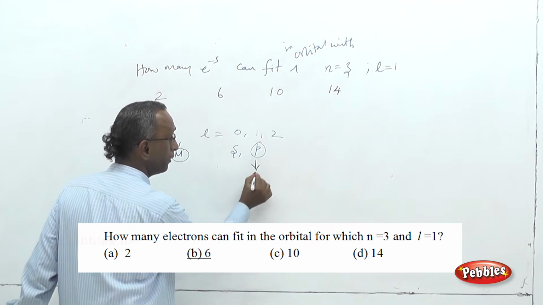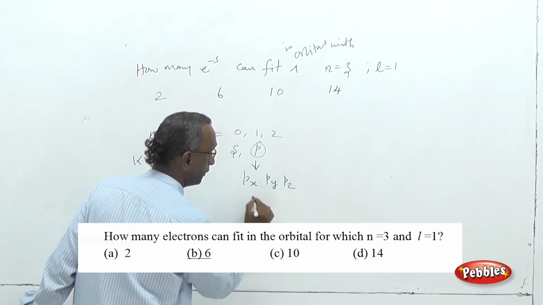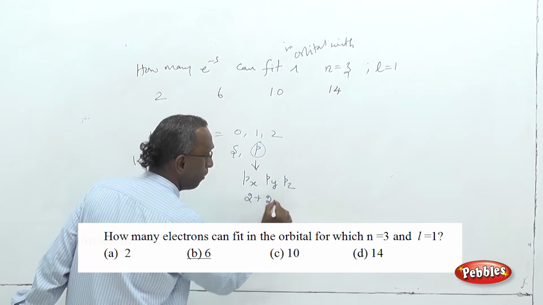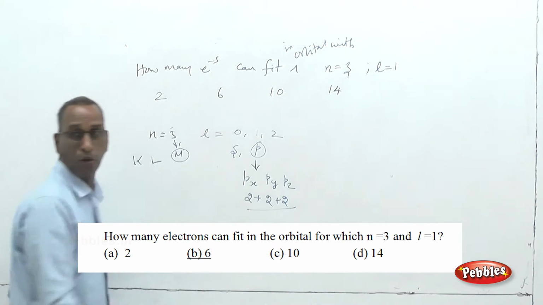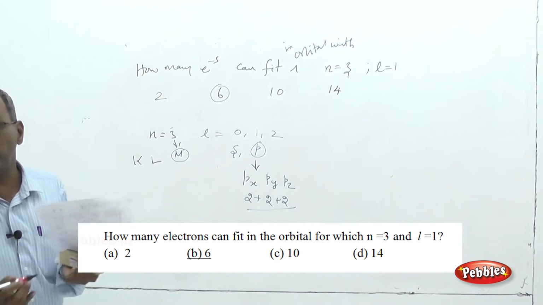But we have studied that there are 3 types of p orbital: px, py and pz. Each orbital can accommodate 2 electrons. Total number of electrons accommodated is 6, which gives the correct answer.